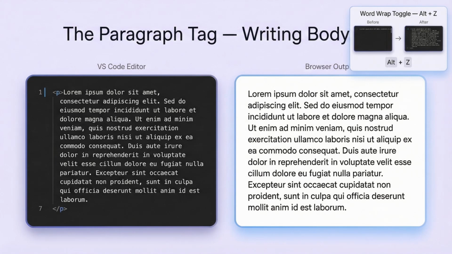Here's a handy shortcut to know. Alt-Z toggles word wrap in VS Code. When you have a long paragraph, it can stretch off screen and require horizontal scrolling, which is annoying. Press Alt-Z and the text wraps to fit your screen width. Press it again and it goes back. It doesn't change your code at all. It's just a display preference to make editing easier.